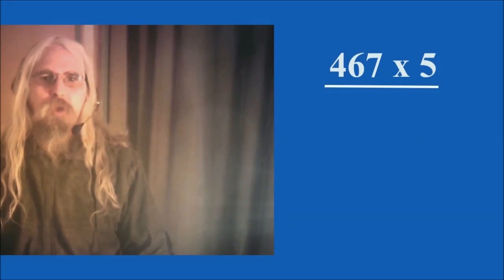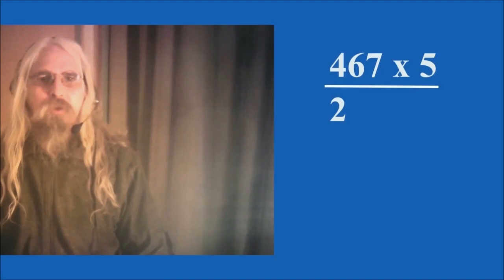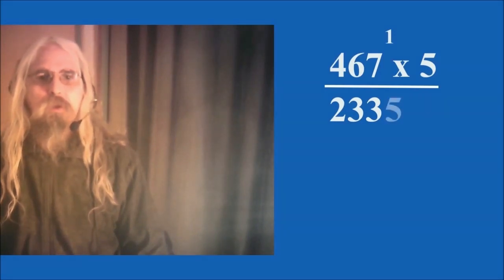467 multiplied by 5. So 4 divided by 2 is 2, 6 divided by 2 is 3, 7 divided by 2 is 3, but we have one remainder, don't forget it. So our last digit won't be 0, it will be 5.